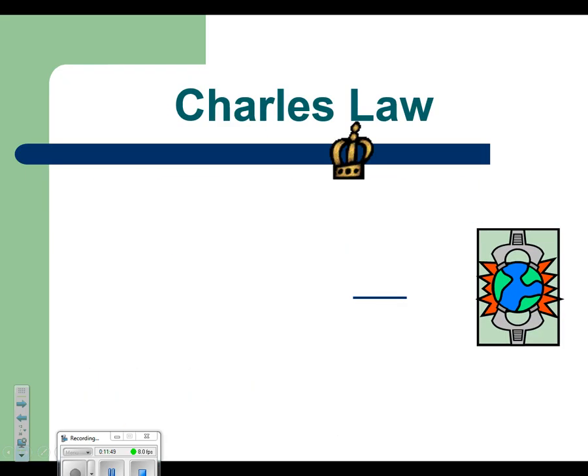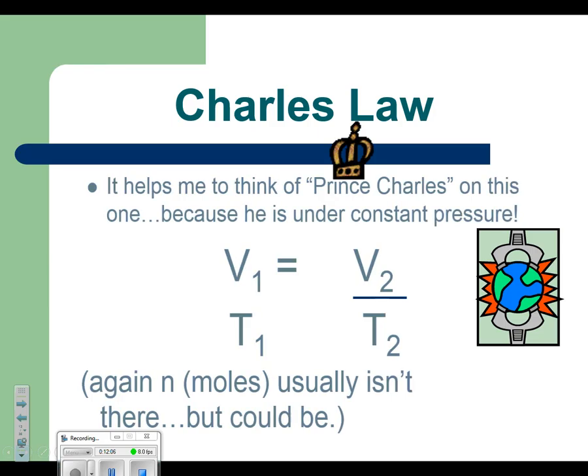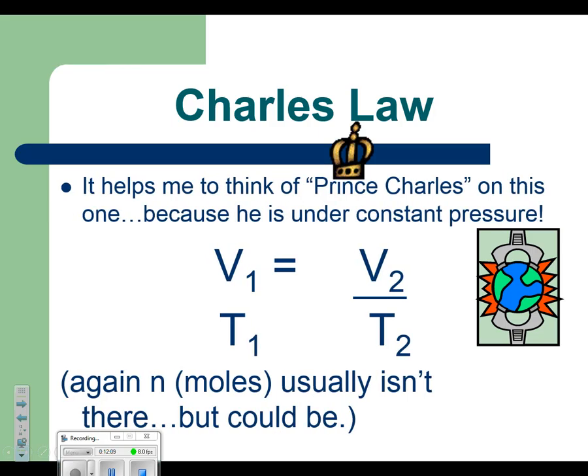Okay, Charles' law. Now, poor Charles never will be king because he got passed over, but he's under a lot of pressure, right? The royal family's under a lot of pressure. So you say pressure's held constant, okay? Pressure's held constant helps me to think of Prince Charles because he's under constant pressure. And again, pressure drops out. Okay, so on this one, we take the combined gas law, and since pressure was held constant, it drops out. N could be there again, but usually isn't.